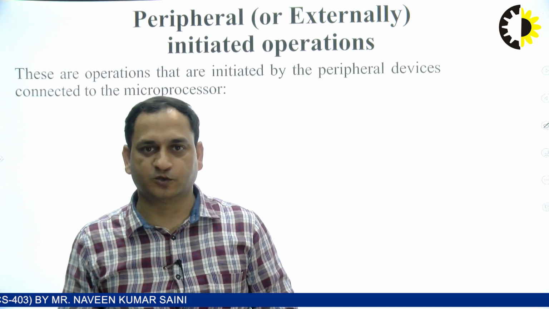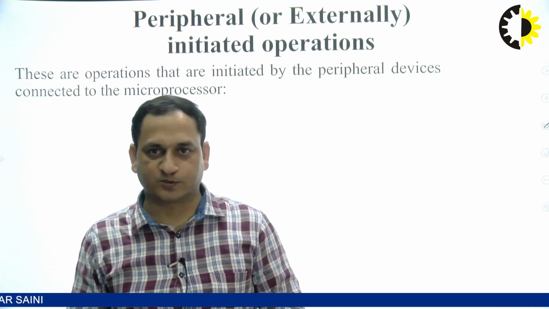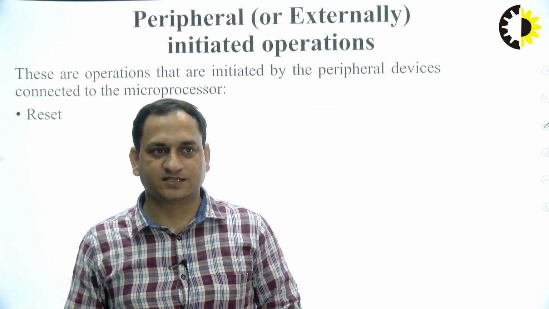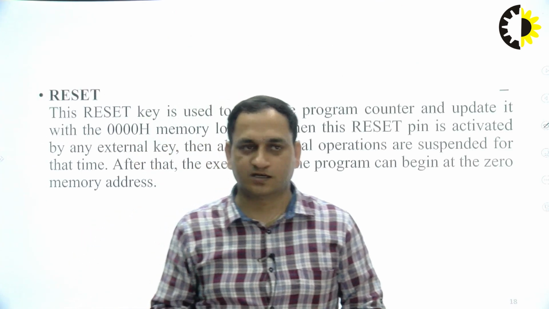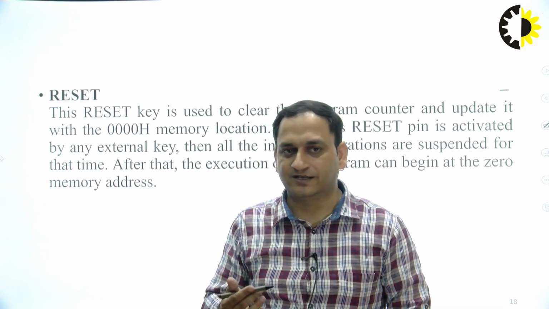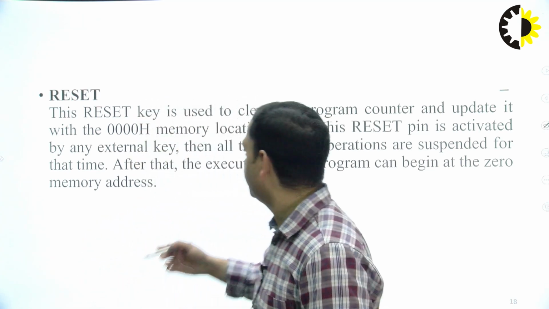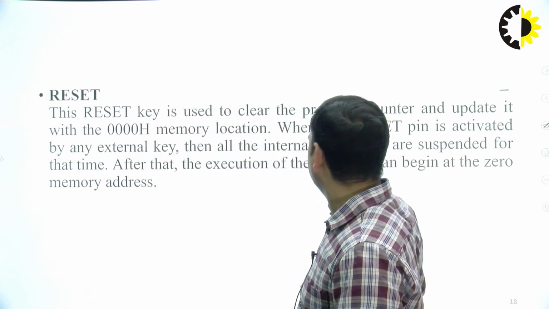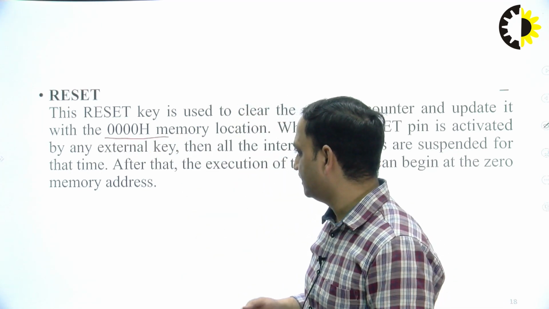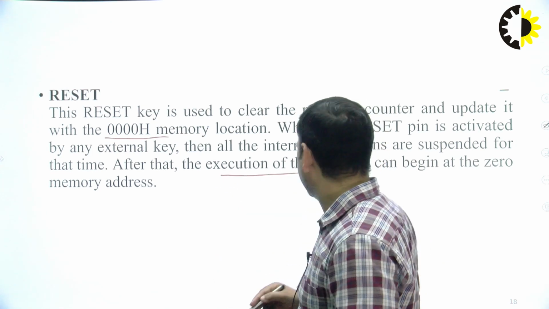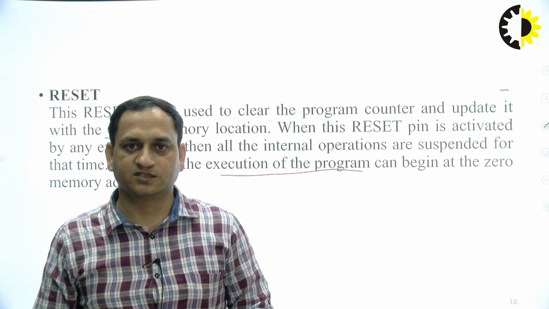Last, peripheral initiated operations, where these operations are initiated by the peripheral devices connected to the microprocessor, or the external devices. They are reset, interrupt, ready, and hold. First is the reset pin. What if the external device resets the pin of the 8085 microprocessor? Then the complete program will be cleared and the program counter will go to the 0000H location, and after that the execution of the program can begin from memory location 0000. So this is the reset operation.